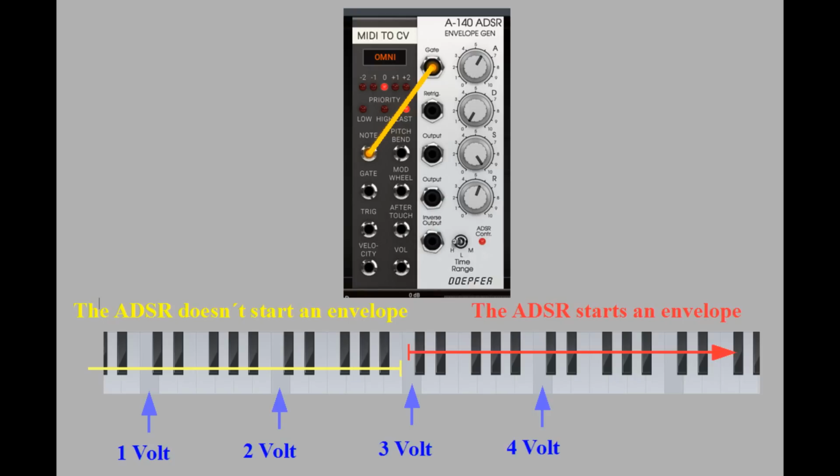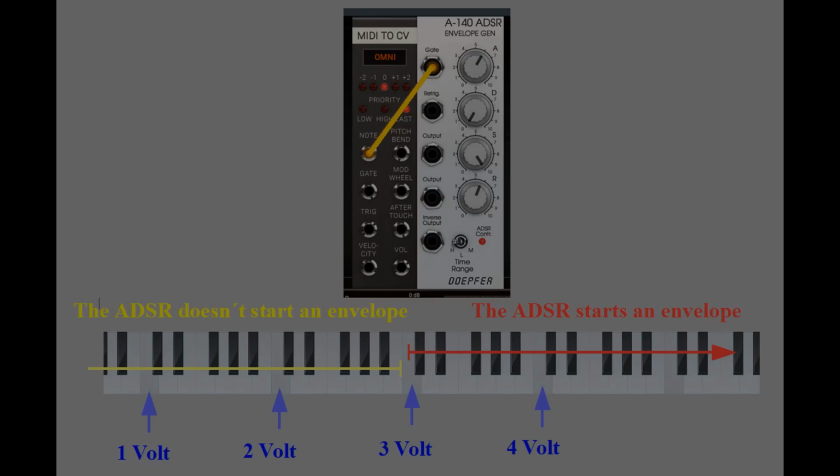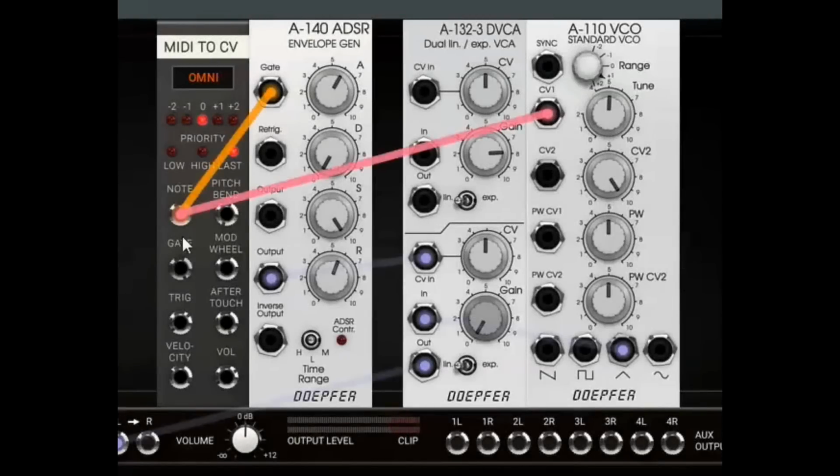Therefore, we should be able to start an envelope by pressing the higher notes of the keyboard. Please remember, the MIDI to CV module's note output has a 1 volt per octave characteristic. So, playing higher notes, which we feed into the gate of the ADSR, should initiate the envelope. Let's try it.